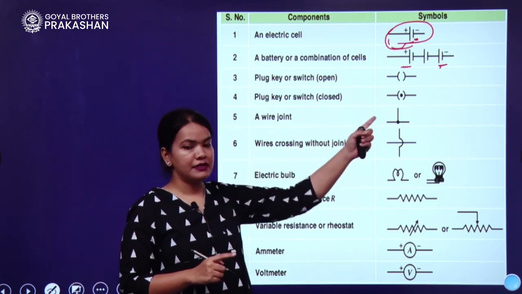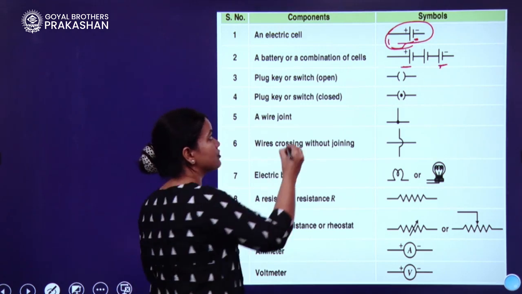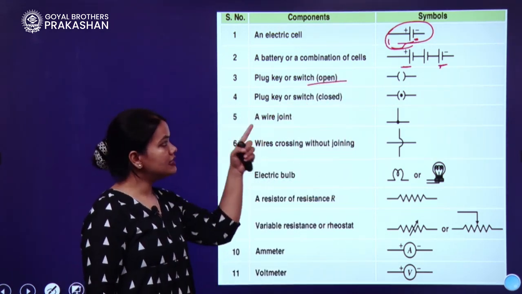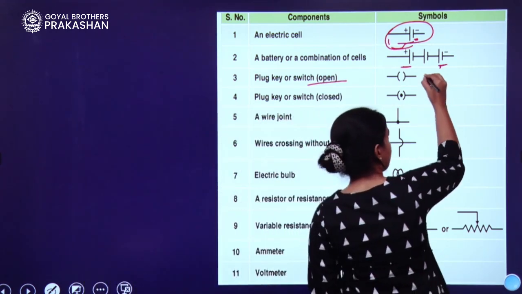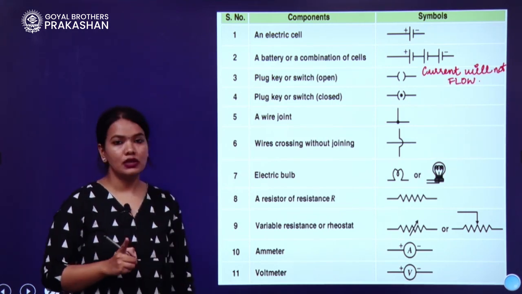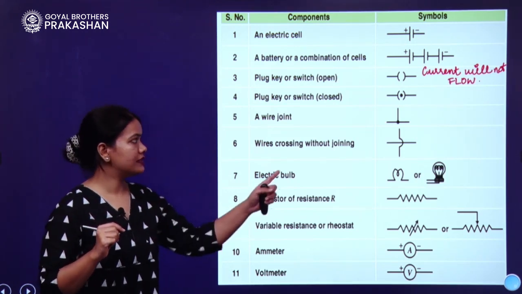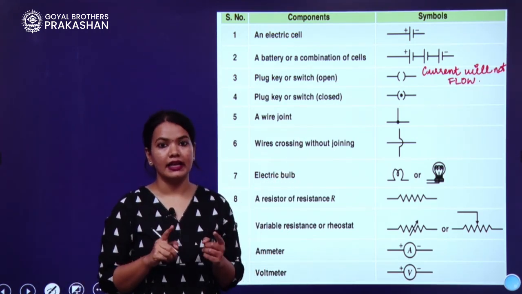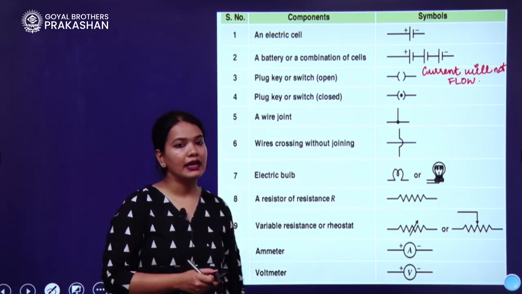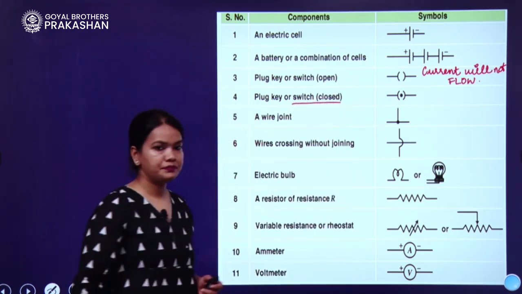So, this particular representation, when you have brackets without the dot, is the representation of an open switch or open key. In this situation, the current will not flow. Fourth is the closed switch, or when the key is closed. In that representation we have a bracket with a dot inside. That means now the circuit is closed, the current will easily flow. So this representation enables the closed circuit, so we call it a closed switch.